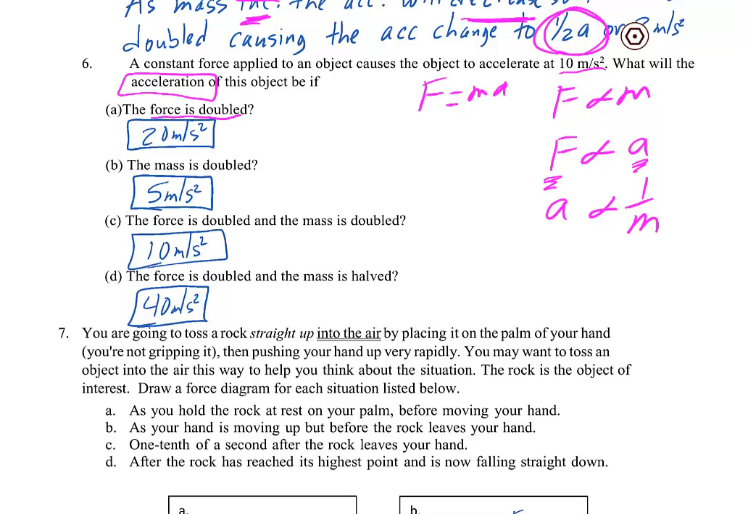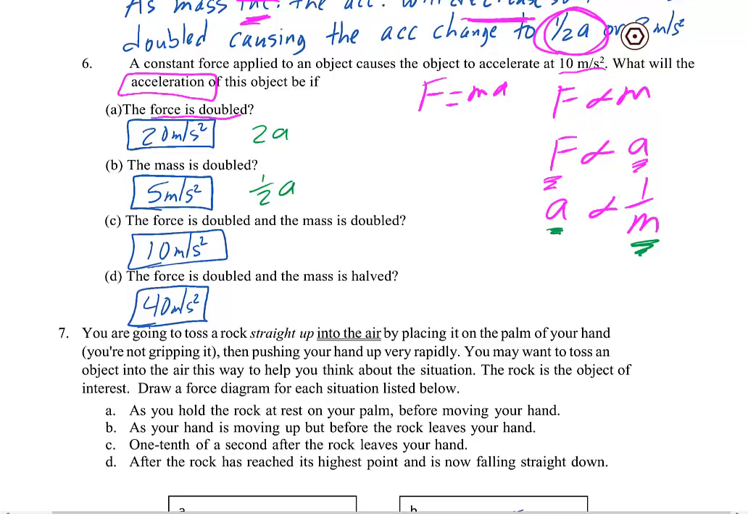For part B, the mass is doubled. Because it's an inverse relationship, if our mass gets bigger, then the acceleration gets smaller. So double the mass, half the acceleration. If the acceleration was 10, we cut it in half, so this is 1/2 the acceleration, and this was twice the acceleration.